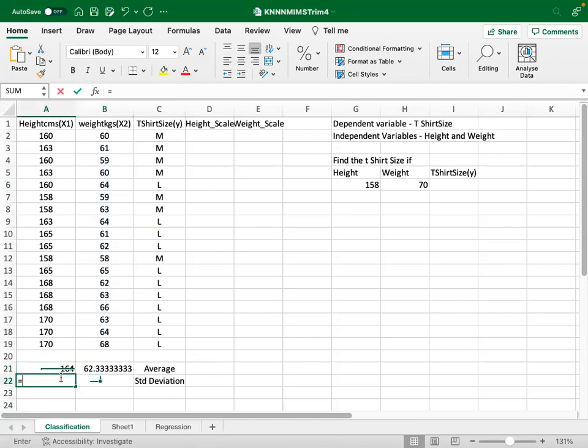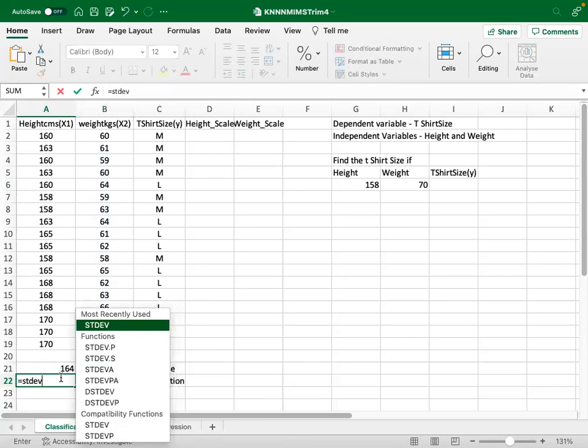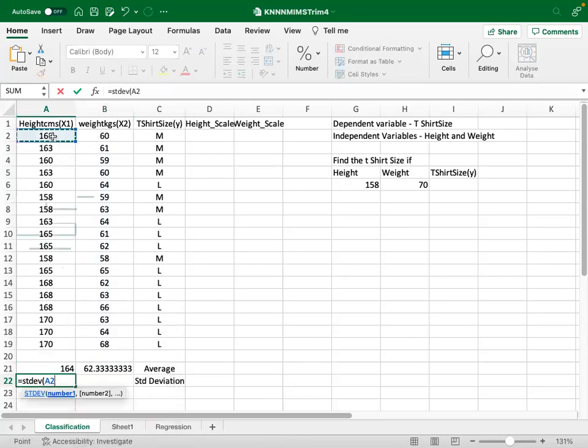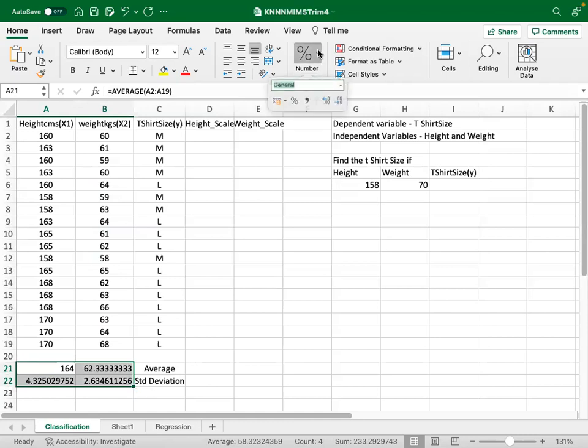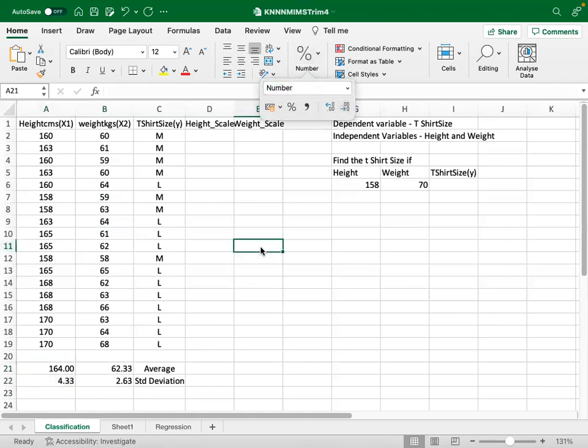Similarly, standard deviation is equal to STDEV, select the values. The standard deviation of height is 4.32 and the standard deviation of weight is 2.36. You can reduce the decimal to 2, for convenience sake.